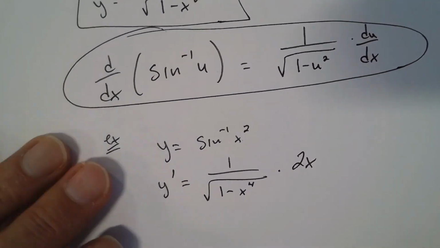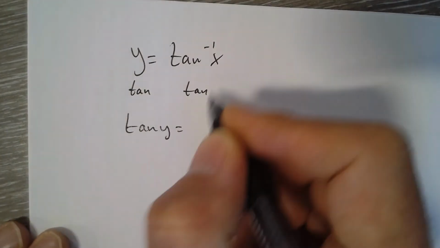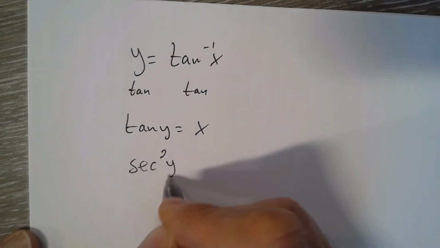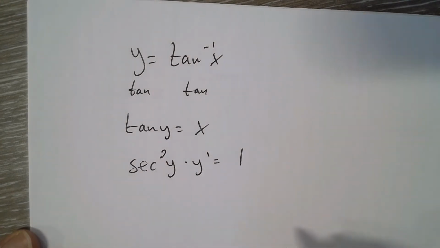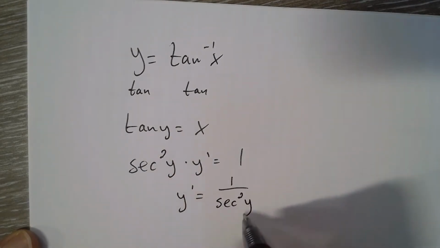You could do the same thing for inverse tangent x. You end up using another Pythagorean identity, so tangent of each side. This is doing it the long way, kind of the proof. So tangent of y equals x. And now we could find the derivative: secant squared y times y prime equals 1. So y prime is 1 divided by secant squared y.